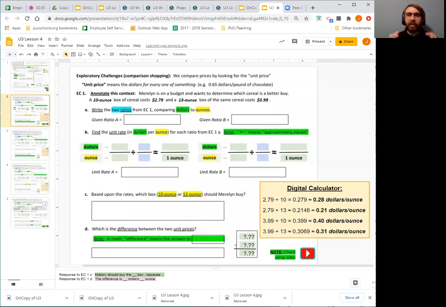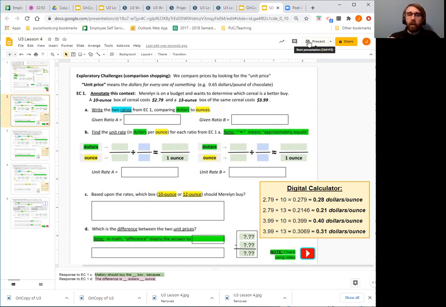So this is where we're going to be diving into different problems related to actually comparing prices. And this is going to look very different than what you're used to, most likely. We're going to talk a little bit about this in class, but I just want to make sure that we have the checkpoints along the way.